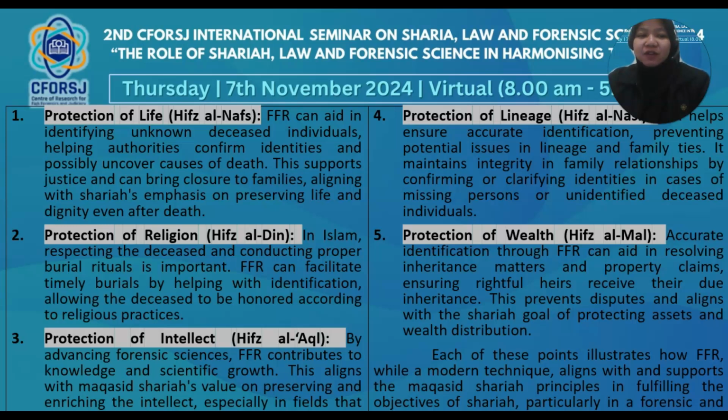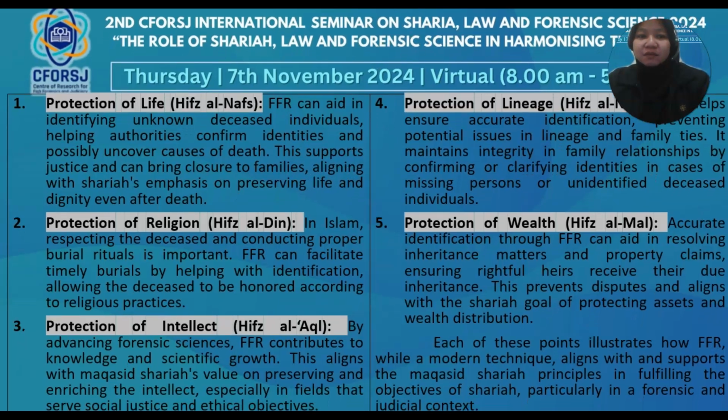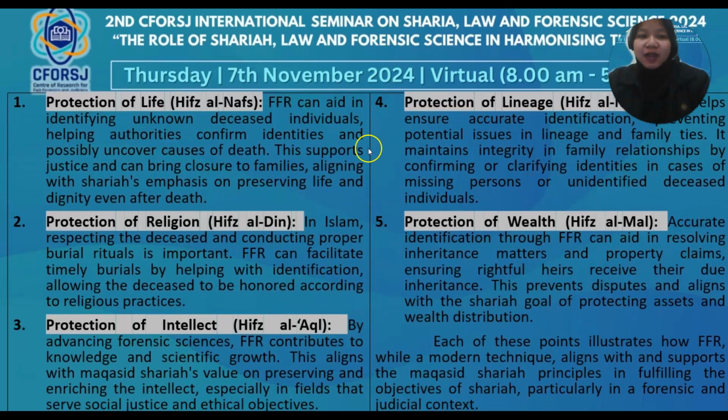Number 3, protection of intellect, Hifz al-Aql. By advancing forensic science, FFR contributes to knowledge and scientific growth. This aligns with Maqasid Sharia's value on preserving and enriching the intellect, especially in fields that serve social justice and ethical objectives.